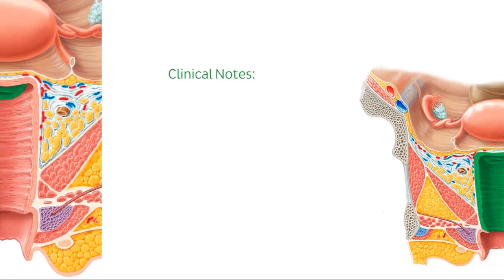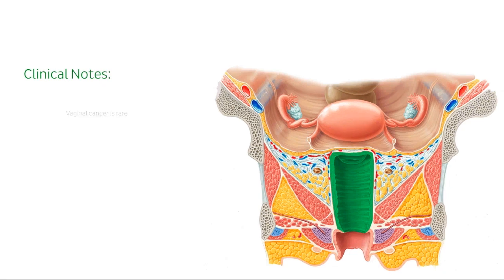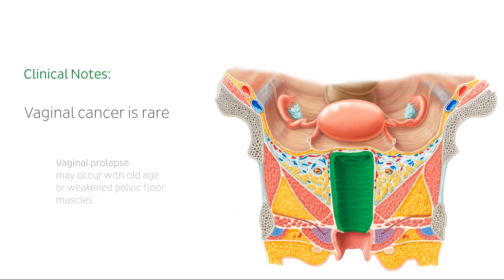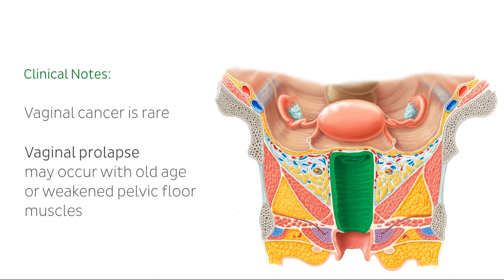Vaginal cancer is a rare condition that is related more to old age, and its symptoms include abnormal vaginal bleeding or vaginal discharge. Vaginal prolapse is a condition that can occur as women get older or if they have weakened pelvic muscles. It's characterized by a part of the vaginal canal protruding from the opening of the vagina.